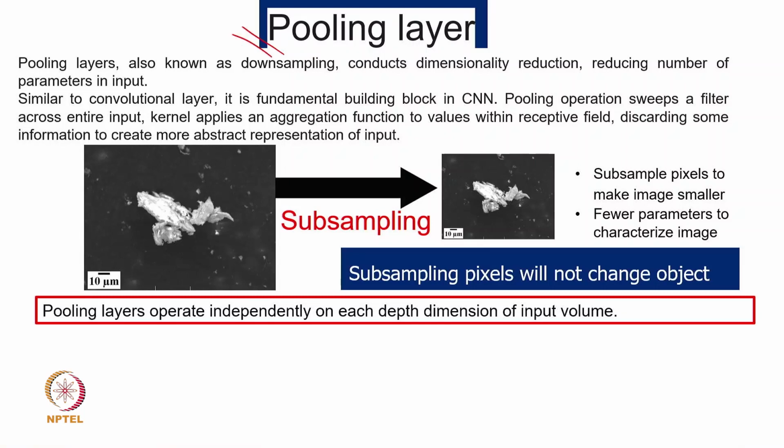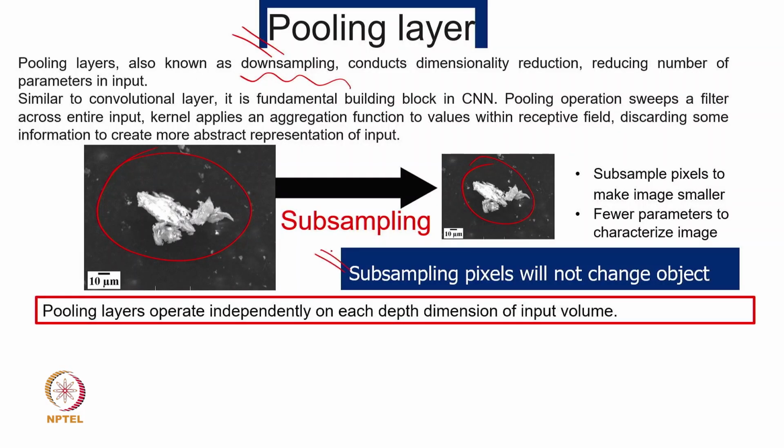Next one is the pooling layer. Why do we really require a pooling layer? The pooling layer is required for sampling, to reduce the size, where a particle of this size needs to be reduced to this size. In that case we do a subsampling, and in the subsampling a pixel will not be lost, and major information will not be lost.